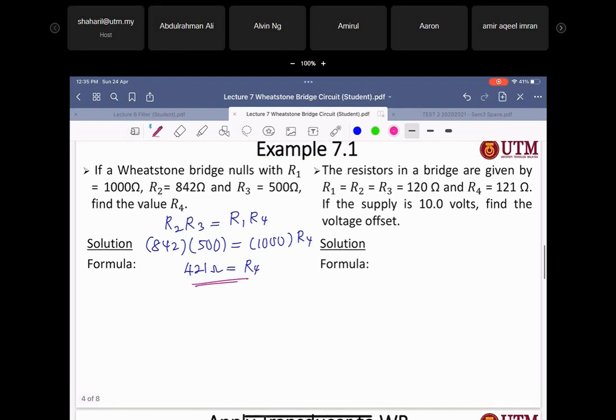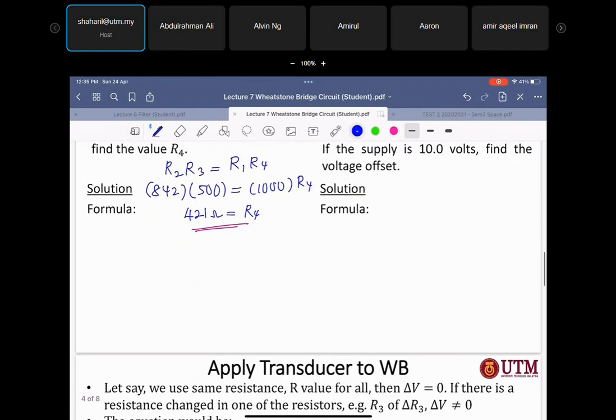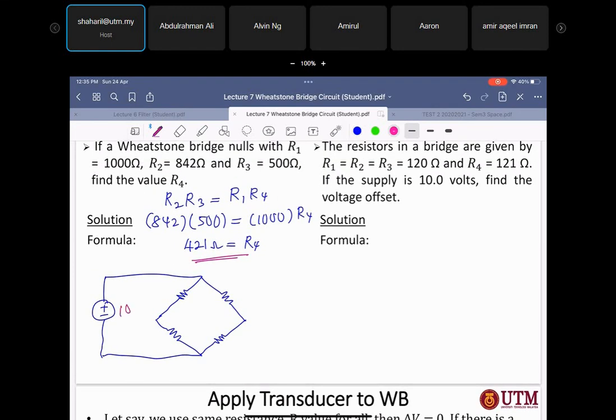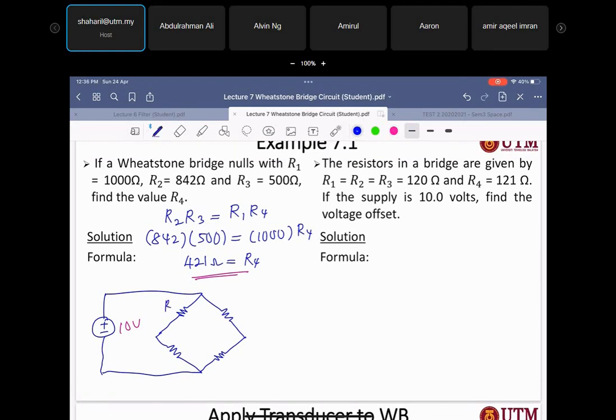Okay, the next one is the resistors in a bridge given by R1 equal to R2 equal to R3 equal to 120 ohm and R4 equal to 121 ohm. If the supply is 10 volt, find the voltage offset. Like I mentioned before, we draw the Wheatstone bridge in terms of diagonals. The supply voltage is 10 volt. R1, and then the cross will be R4. This one will be R2, the cross will be R3. So R1 is 120, R2 also 120, R3 120, and R4 121.